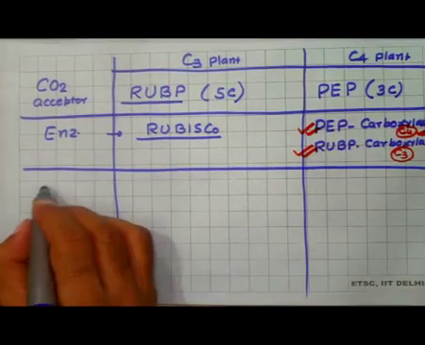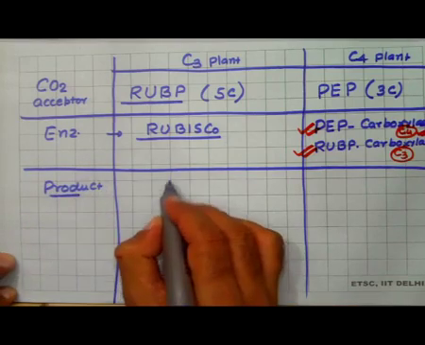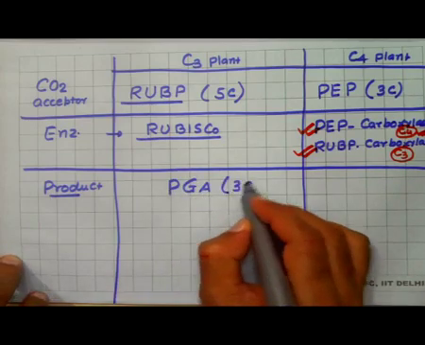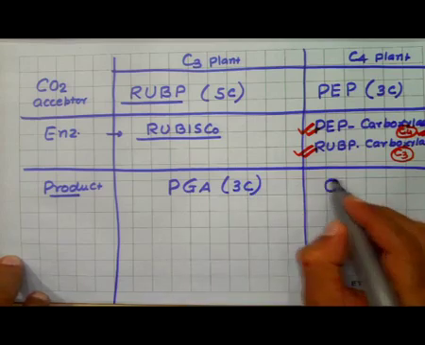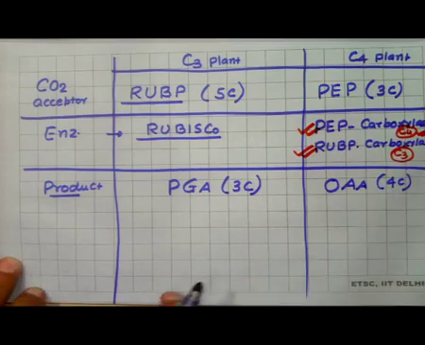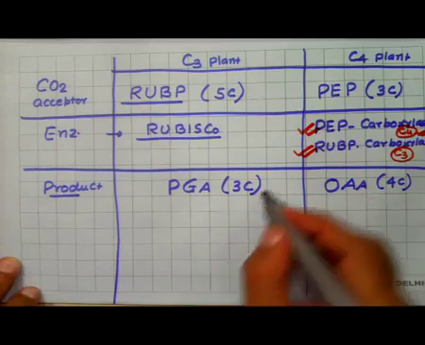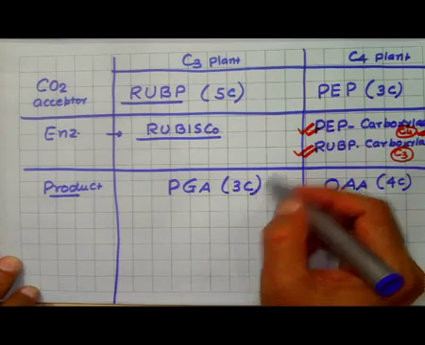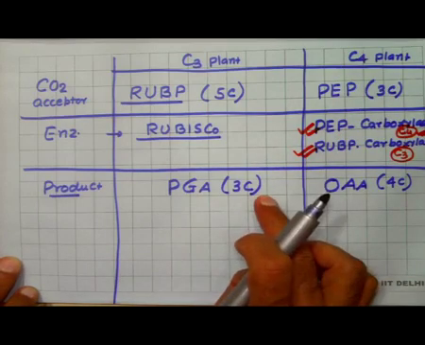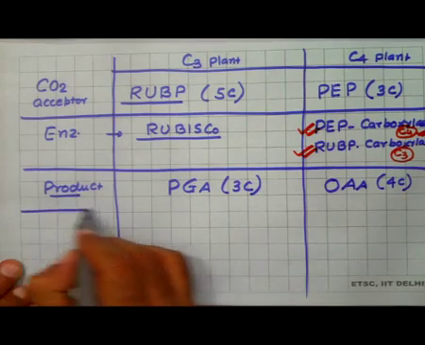Most important point, the product. Here the first stable product is PGA, phosphoglyceric acid, we have already discussed. It is a carbon 3 compound. Here the first stable product is oxaloacetic acid, which is a 4 carbon compound. So, on that basis, carbon 3 and carbon 4, the name of the cycle or the name of the plant, this one is the C3 plant, this one is the C4 plant, this cycle is called the C3 cycle and this cycle is called the C4 cycle. Okay.